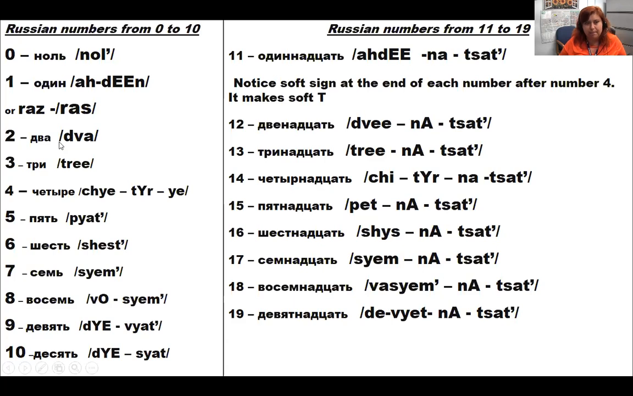Два. Три. Четыре. Пять. Шесть. Семь. Eight. Nine. Ten.